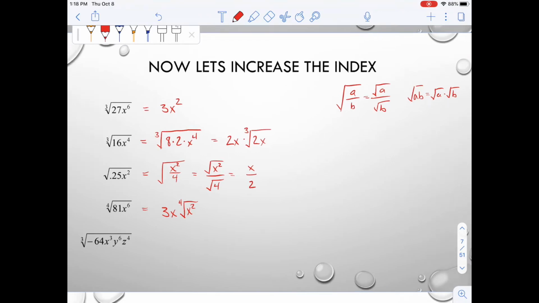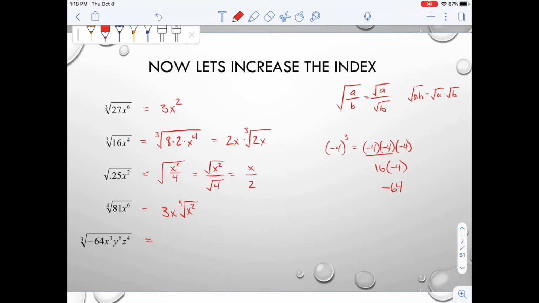All right, so our next example is going to be the cube root of negative 64x cubed, y to the 6th, z to the 4th. Now with cube roots, we can actually have negatives, right? And in this case, the cube root of negative 64 is going to be negative 4. Think about it. I have negative 4 to the third power. Negative 4 times negative 4 is going to be positive 16. Positive 16 times negative 4 is going to give me that negative 64.